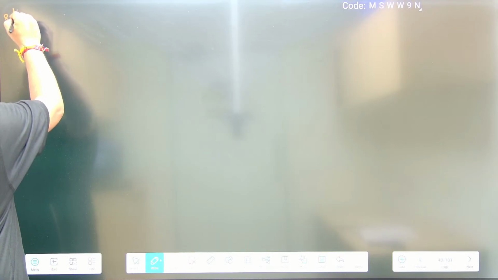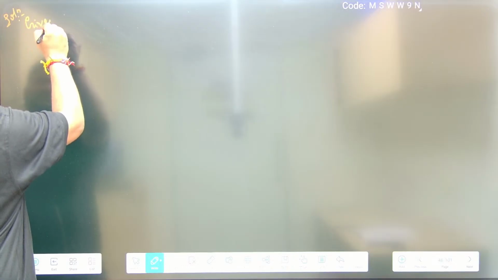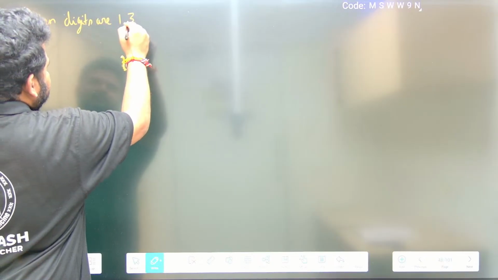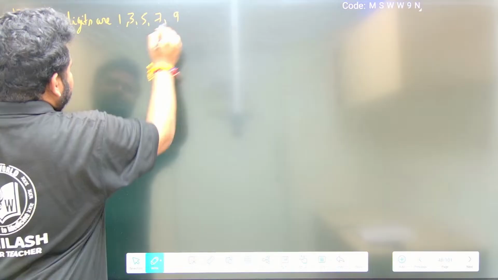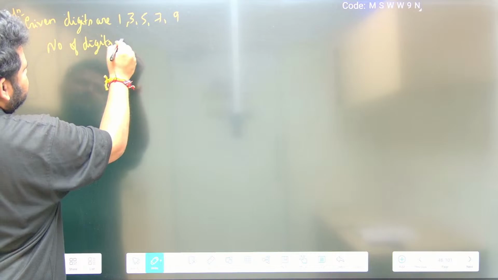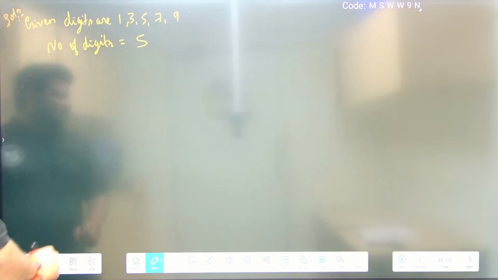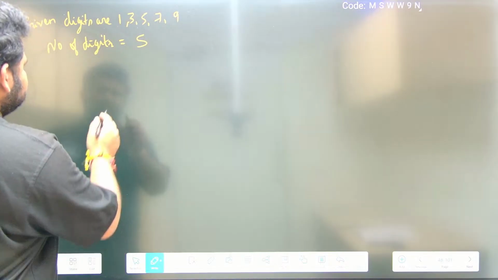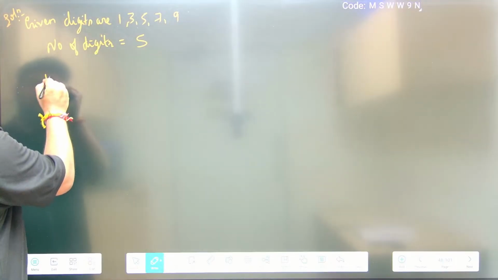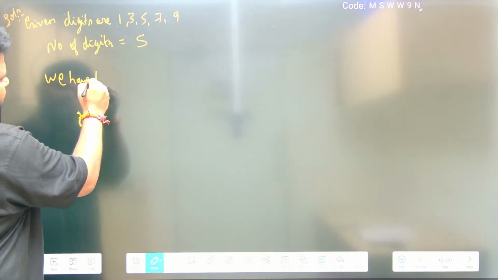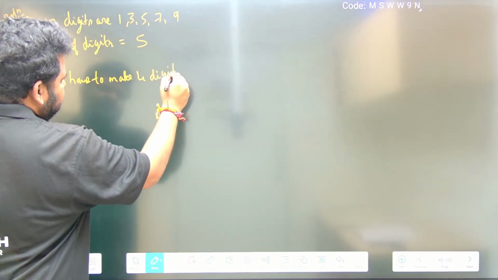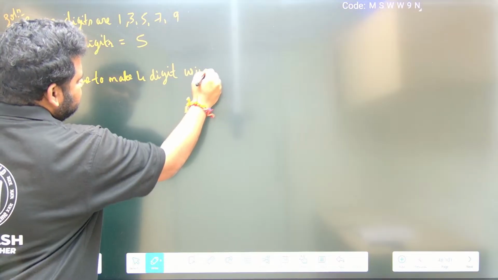Solution. Let us take the solution. Given digits are 1, 3, 5, 7, 9. Number of digits is how much? 1, 2, 3, 4, 5. So the number of digits is 5. We have to make a 4-digit number using them.